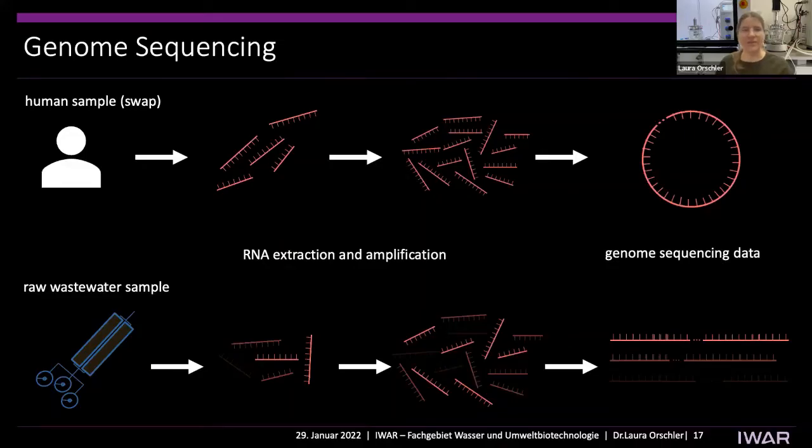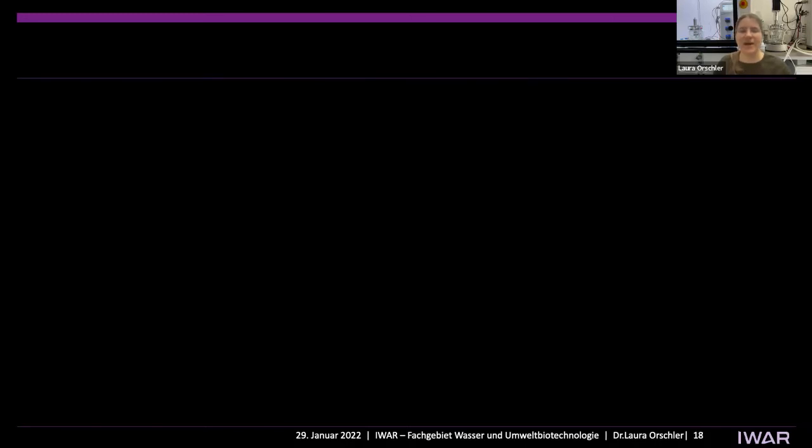So as I said, the method for sequencing is the same for wastewater samples as for the human samples. The only difference is that in wastewater, we do get a lot more different snippets of different variants, which makes it really hard in the end, after RNA extraction and amplification, to glue it together and to see what different VOCs or mutations I find in wastewater. And how is that done?